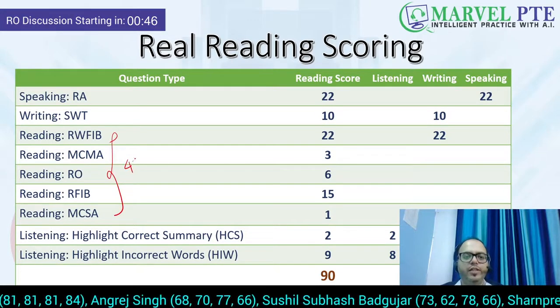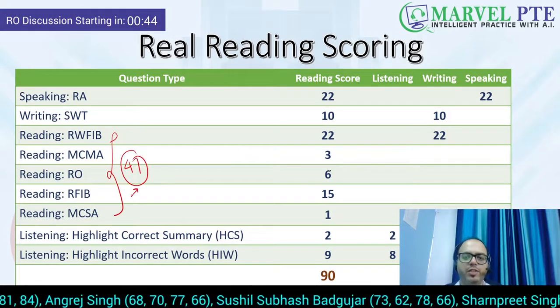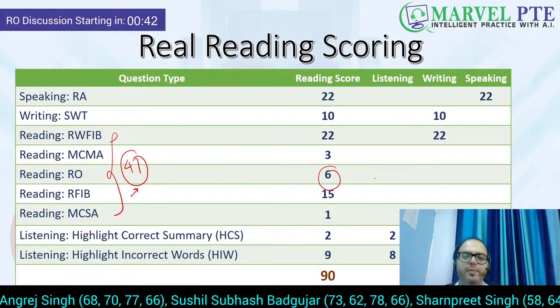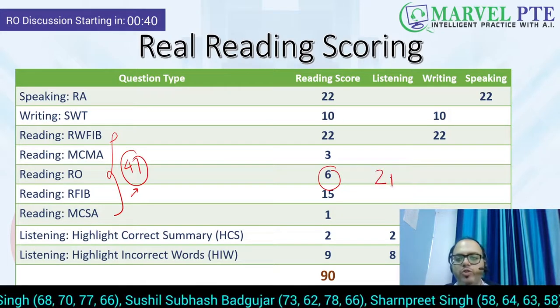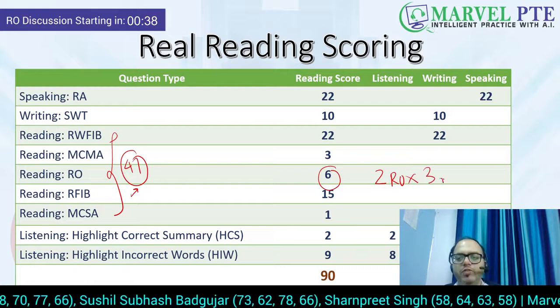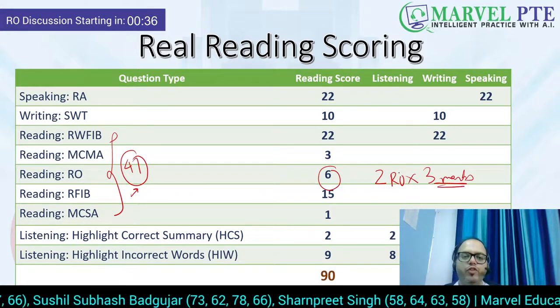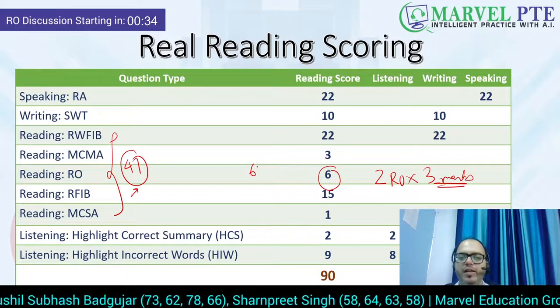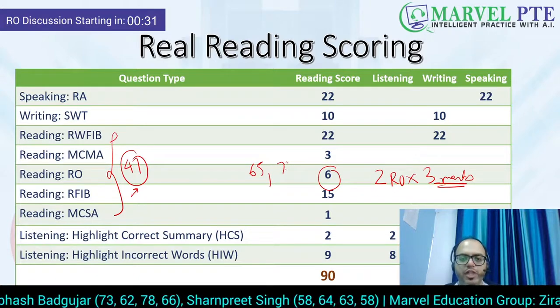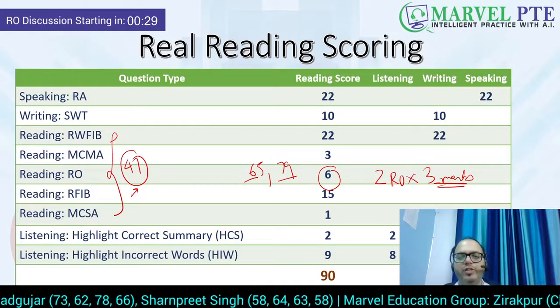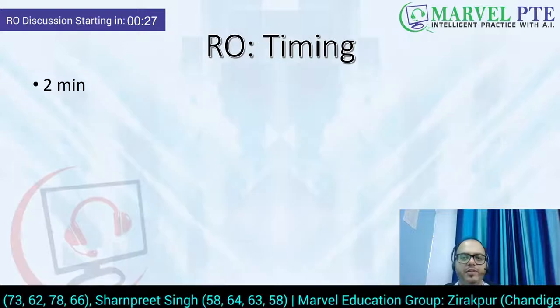As you can see, the reading module contributes 47 marks, but 6 marks are for reorder paragraphs. So if you are getting 2 reorder paragraphs, they will be of 3 marks each. So if your target is 65 or 7 bands, or your target is 79 or 8 bands, you have to make sure that your reorder paragraphs are getting correct.